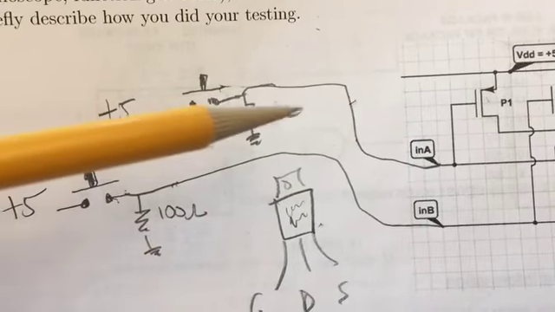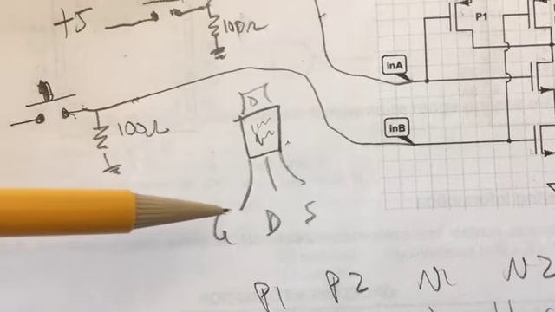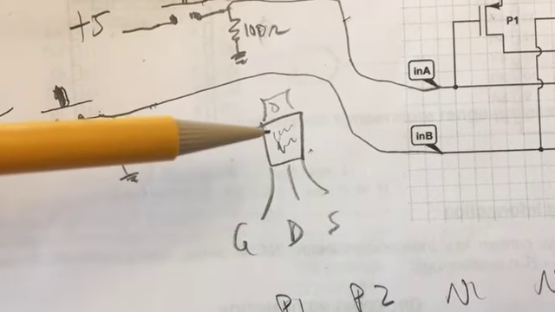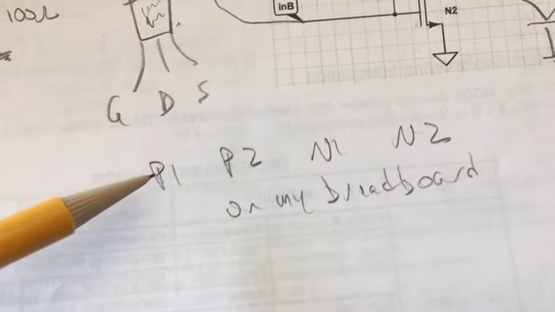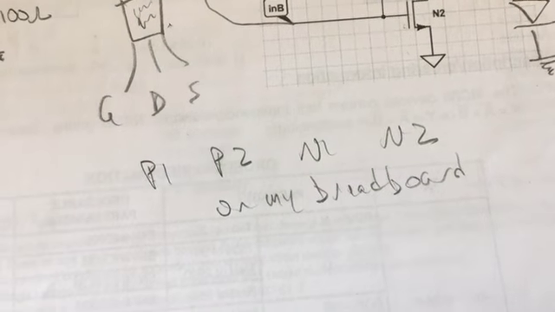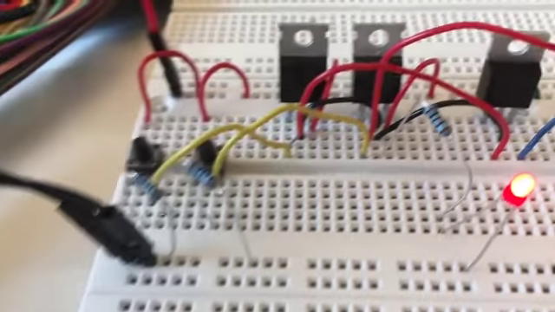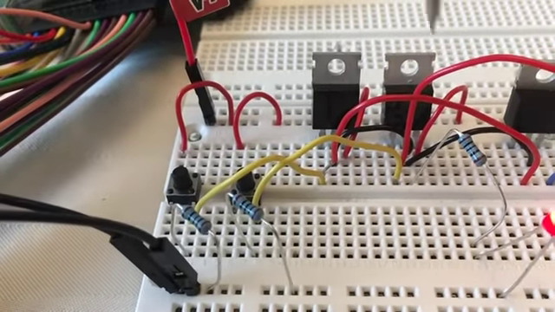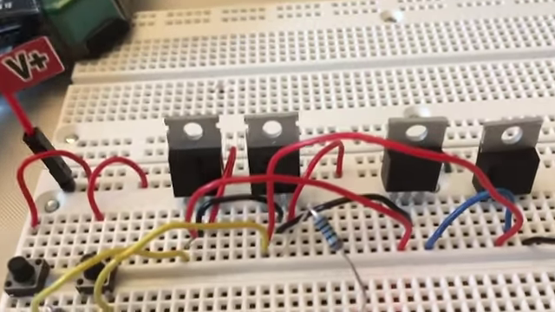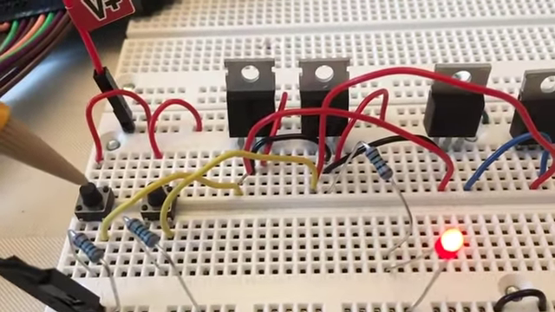So you have one button for input A, one button for input B. Remember, ground, gate, drain, source. Gate, drain, source, if you can hold this so that you see the writing. On my breadboard, I laid out P1, then P2, then N1, then N2, and none of them are backwards, so you can see the writing on all of them. P1, P2, N1, N2.